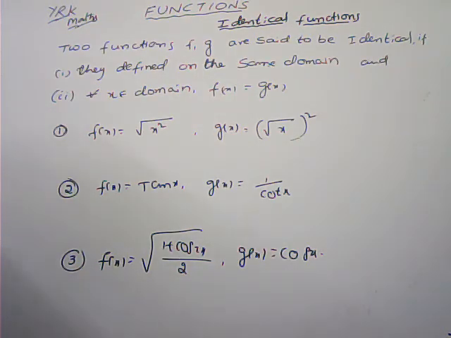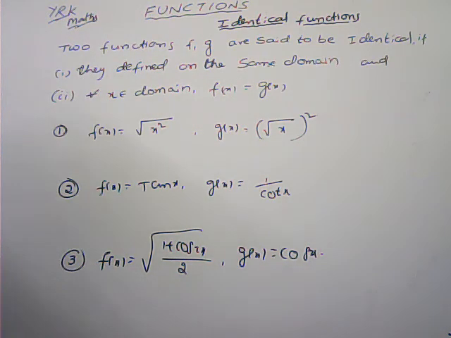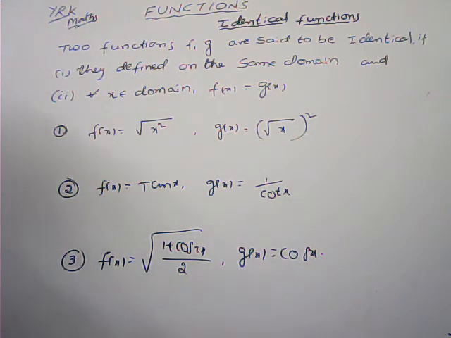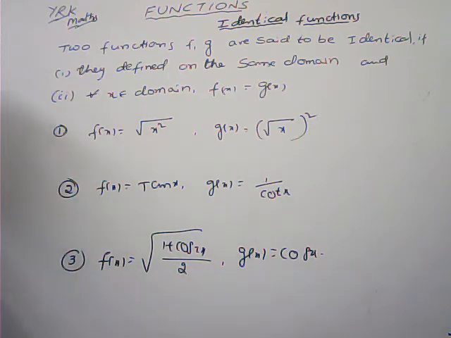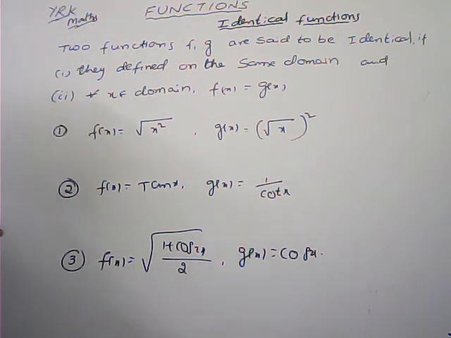Now we can discuss identical functions. Two functions f and g are said to be identical if they are defined on the same domain. Here, if any two functions are given, first we have to check the domain. If both the functions are defined on the same domain, there is one more condition they have to satisfy: for all x belongs to domain, f of x equals g of x. Here both the ranges should be the same only. The range of f of x should be equal to the range of g of x.